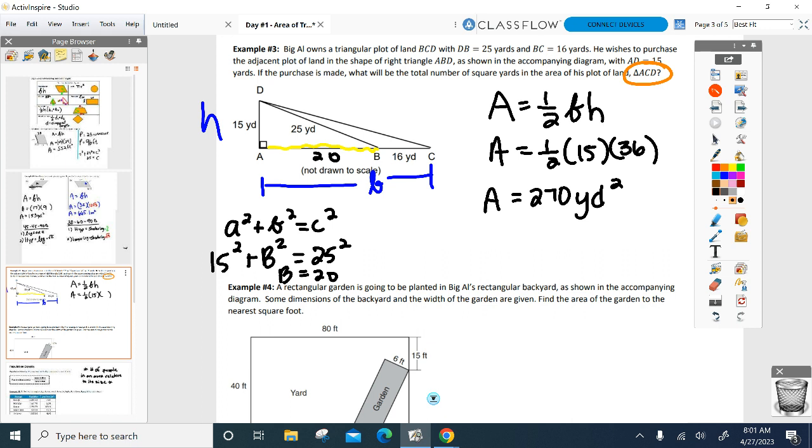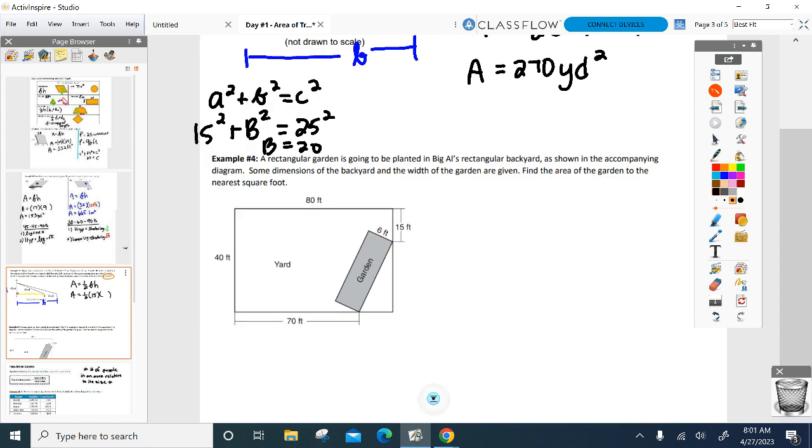So you guys are starting to pick up today, even though you know the formula, you're going to have to do some work probably to find one piece of it. The one piece will be given, the other one we're going to have to work for. Just like this next one. Big Al's rectangular backyard. Find the area of the garden. And the garden's a rectangle, and so is his whole backyard.